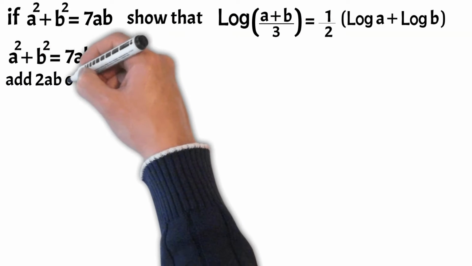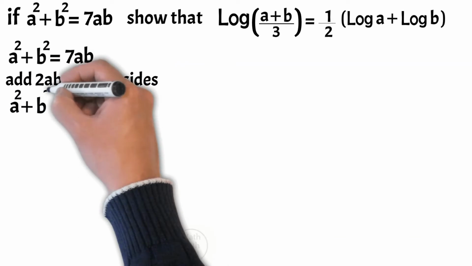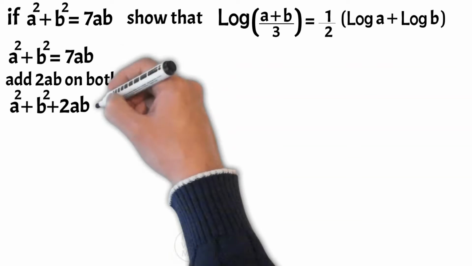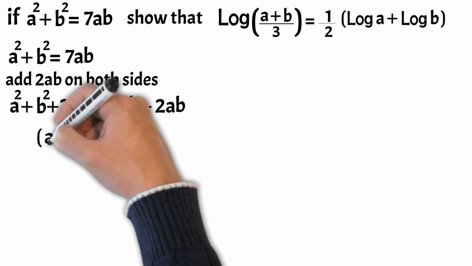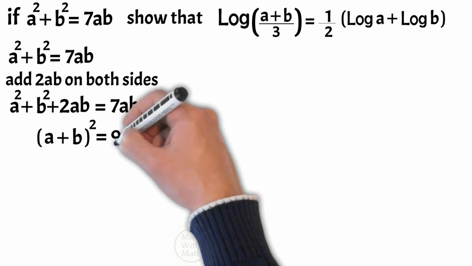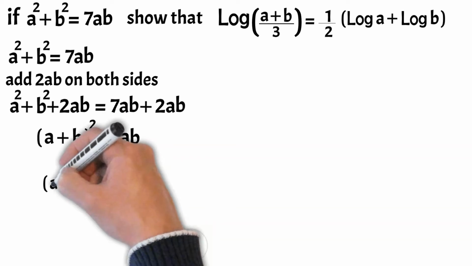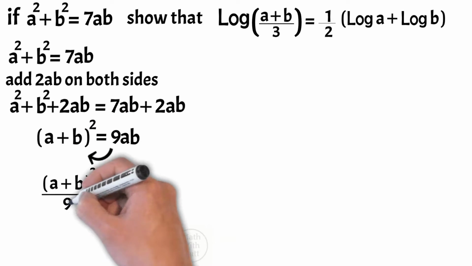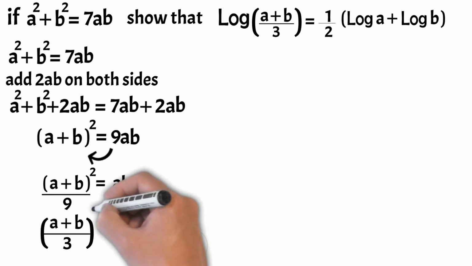To solve this, we have to add 2ab on both sides of the given equation. This is the only specific manipulation we must note because sometimes it's better to make a path instead of finding one. We get a squared plus b squared plus 2ab equals 7ab plus 2ab, which further gives us (a plus b) whole squared equals 9ab. We will take this 9 to the left side, where we will take it inside the whole square, which will make it ((a plus b) upon 3) the whole squared.